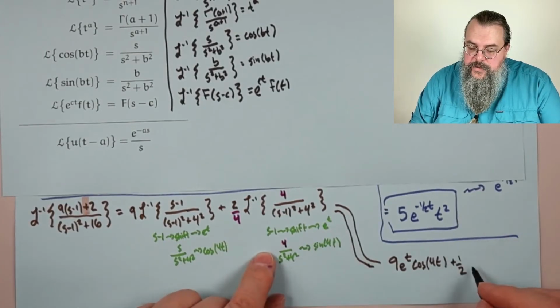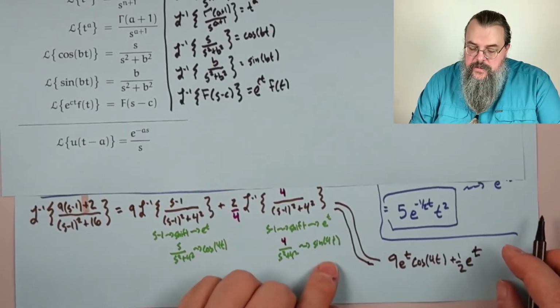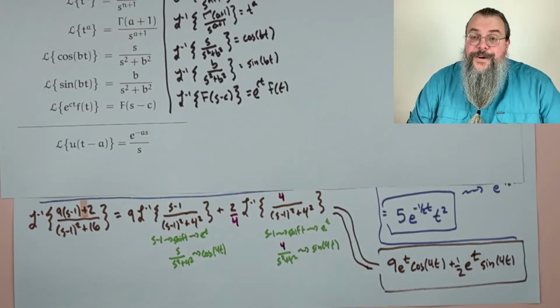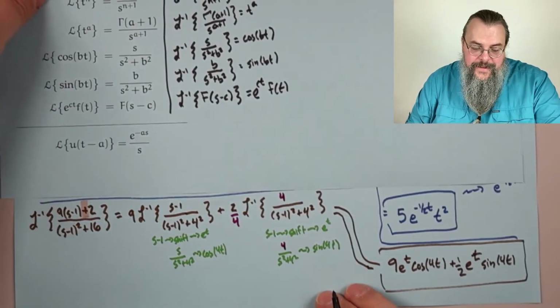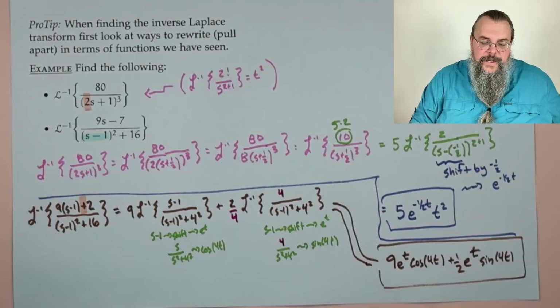Again, our shift, so we have an e to the t. Whoops, sorry about that. And then sine of 4t. And there we go. That's it. That's the answer. Lovely.